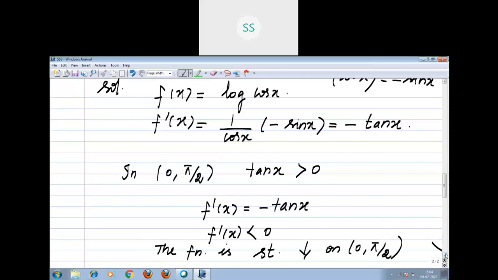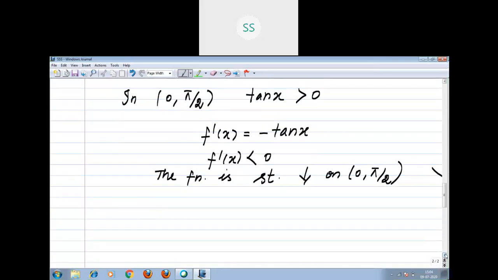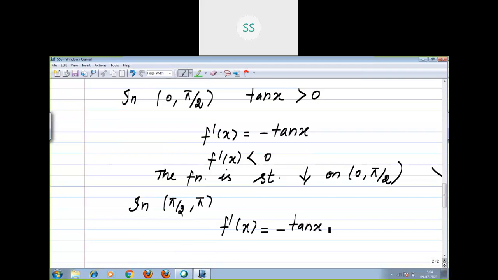Next, what they ask, you see, in the interval pi by 2 comma pi. Here your derivative is what? The derivative is minus tan x. Tan x is negative, right? Negative in the second quadrant.